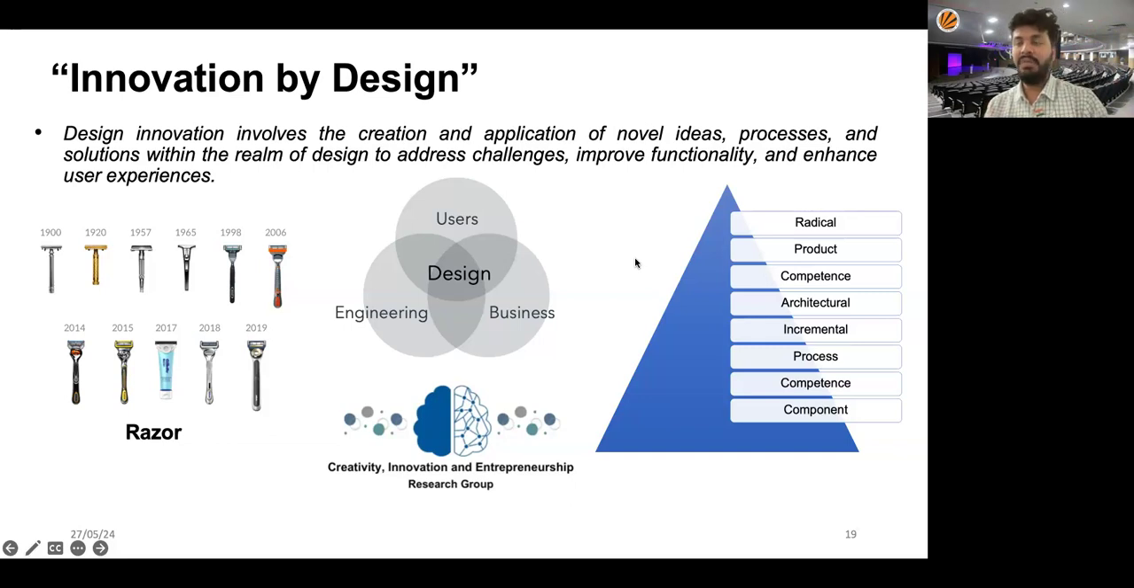Innovation has different types, and different companies are using different kinds of innovation. Is it radical innovation? Is it product innovation? Is it competence, architectural, incremental, process innovation, or component innovation? It depends upon the exact requirement of the user. Accordingly, the company follows a particular type of innovation.